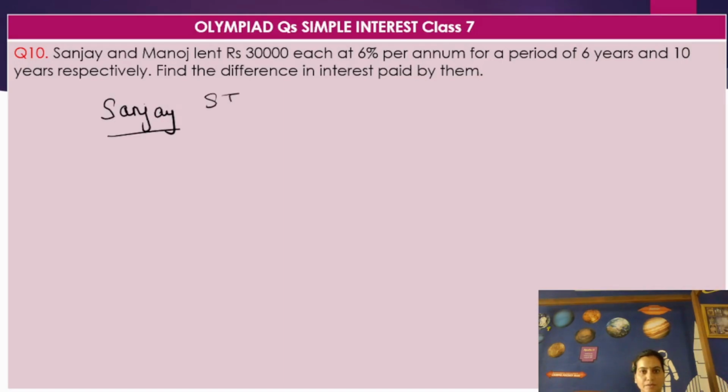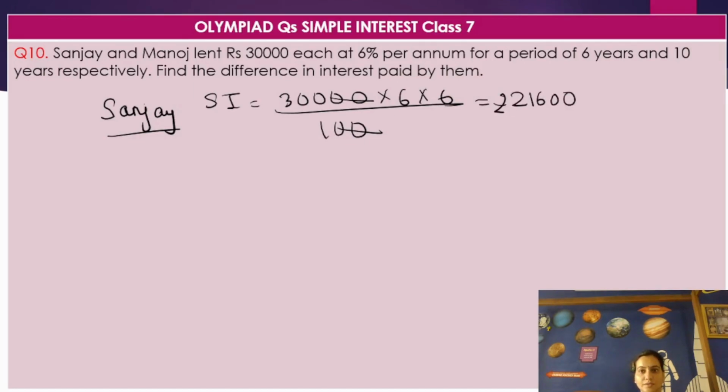Simple interest will be 30,000 into 6, that is the rate of interest, and 6 years is the time period, divided by 100. So, 36 into 3, if you do, it will be 216 and then 2 zeros. This is Sanjay's simple interest.